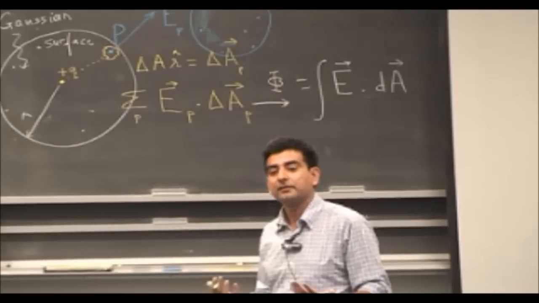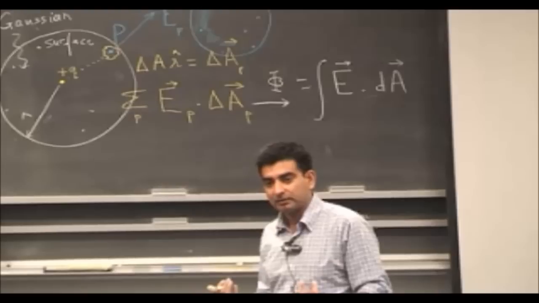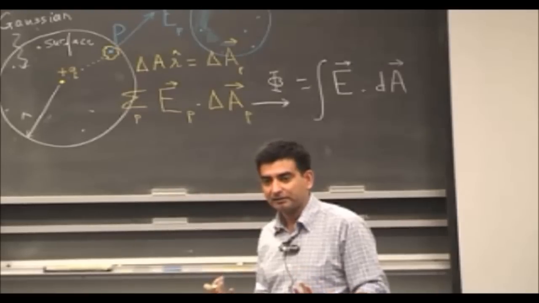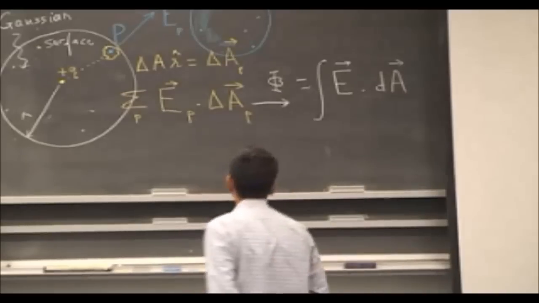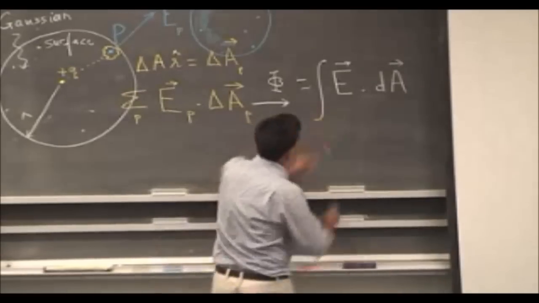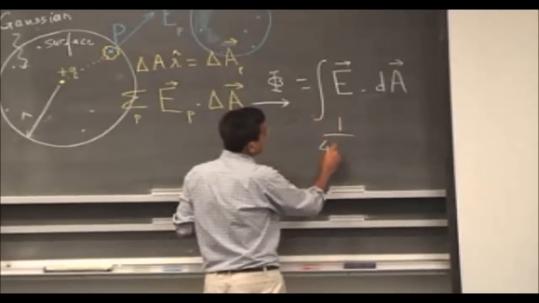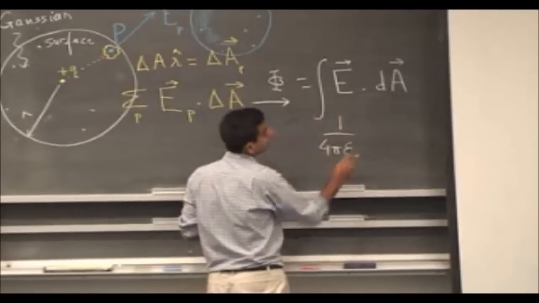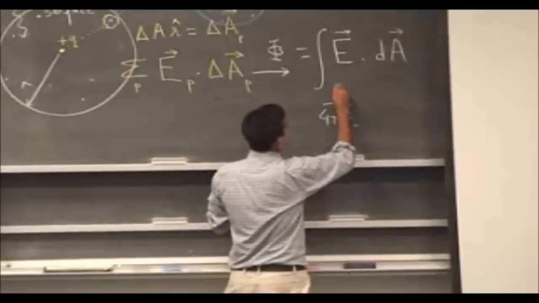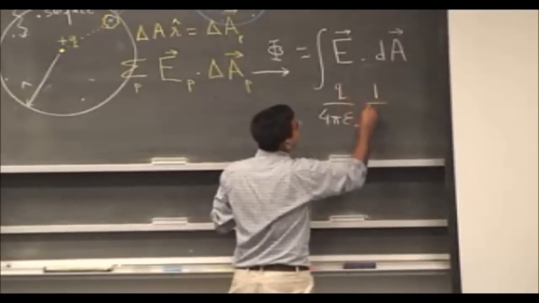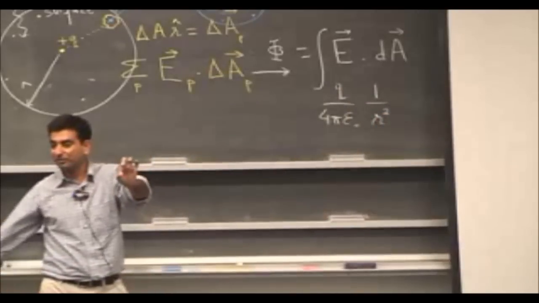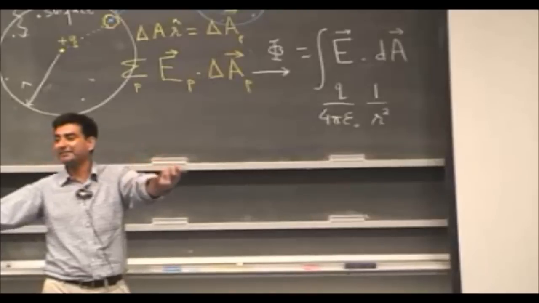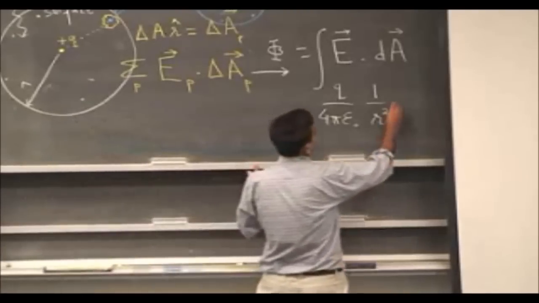From Coulomb's law, the field is 1 over 4 pi epsilon naught, Q over R square, with some constant 1 over 4 pi epsilon naught. Okay? So this field is 1 over 4 pi epsilon naught Q, 1 over R square, because this is the distance of the point P from the point charge, and it's pointing in a certain direction. What's that direction?